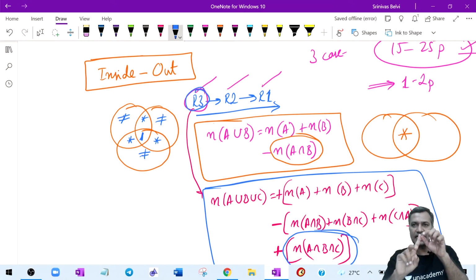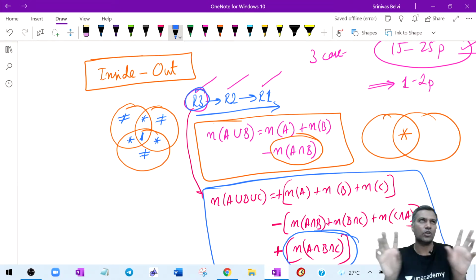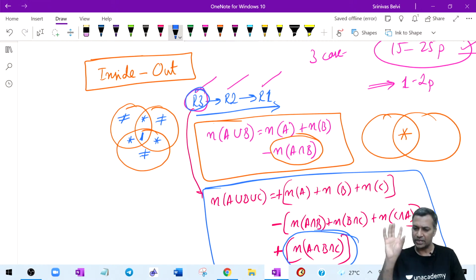Second one, the criticality of the word only, right? We spoke about only. Only means exactly, right? The absence of only means at least, all right? At least, right? And don't bother about the word both, etc. That's the second one. The third point that we discussed is what? A Venn diagram should be filled inside out.